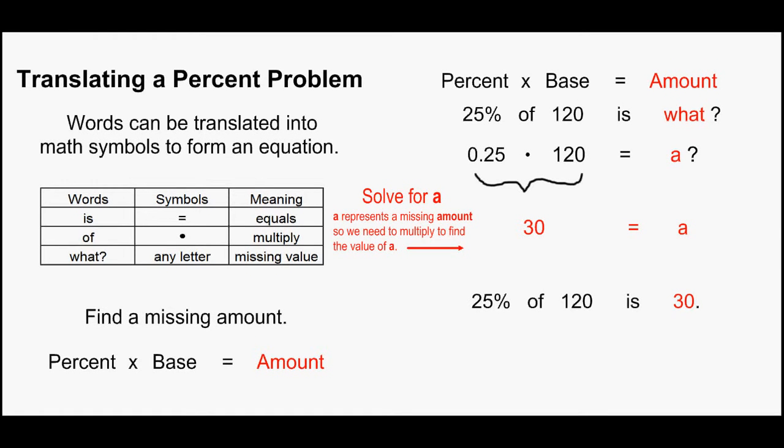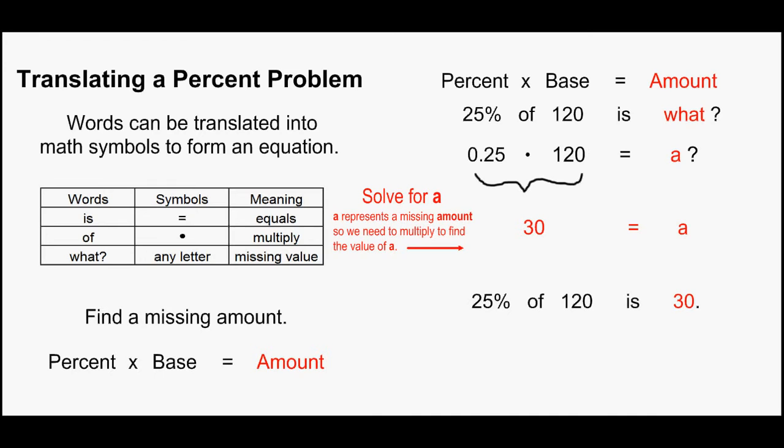The second method for solving a percent problem is to translate directly from the words. Words can be translated into math symbols to form an equation. In the chart below, the words listed in the left column, is, of, and what, can be translated into symbols. Is translates into equals. We use the equal sign. Of translates into multiplication. We use a dot to represent multiply.